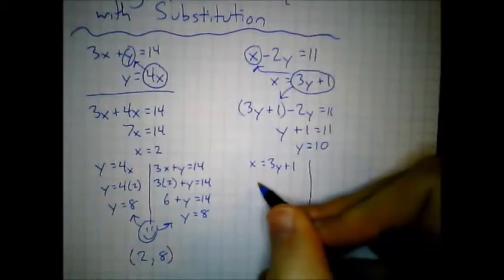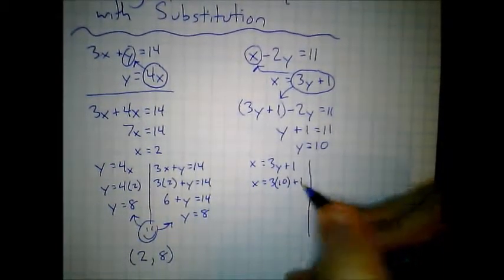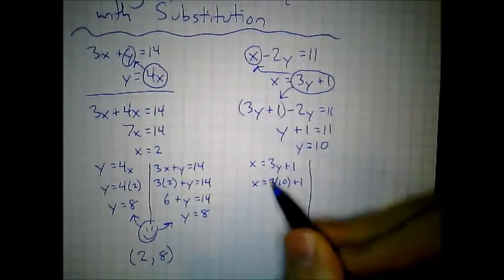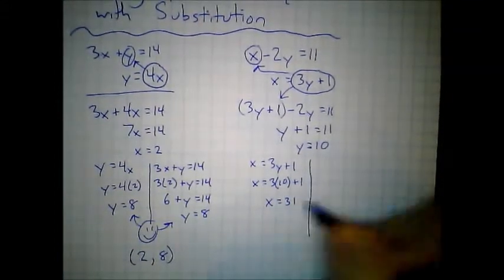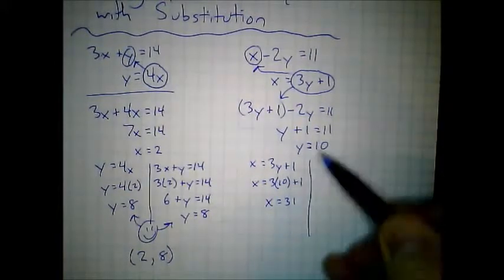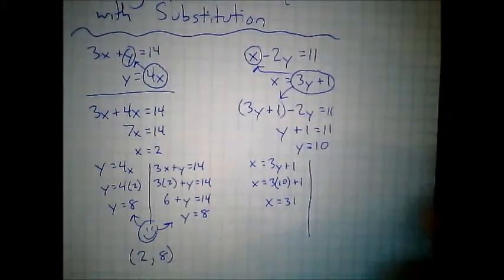So x equals 3y plus 1, so x is going to equal 3 times 10 plus 1, because we want to know what value of x will get us y equals 10. 3 times 10 is 30, plus 1 is 31. So in our second rule, figure 31 is going to have 10 tiles. So we better hope the same thing happens with our first equation. So we're going to check our work.